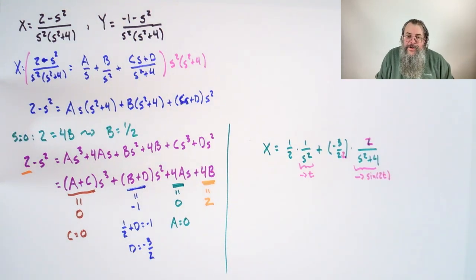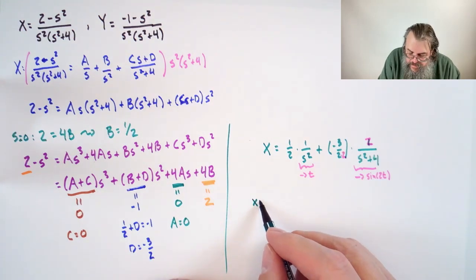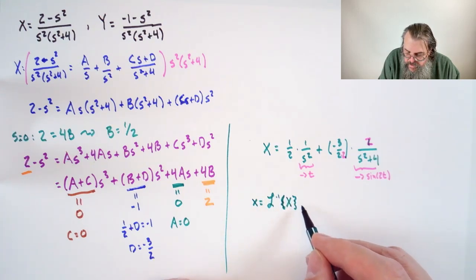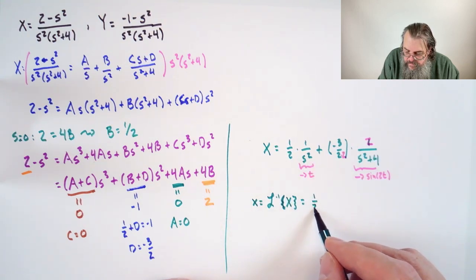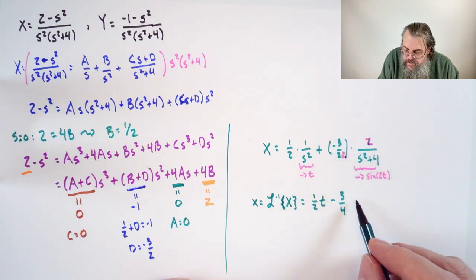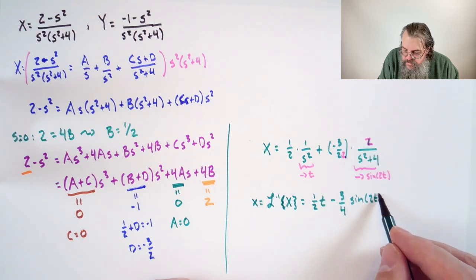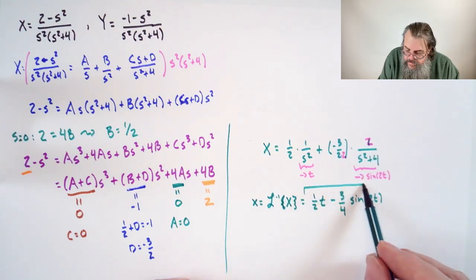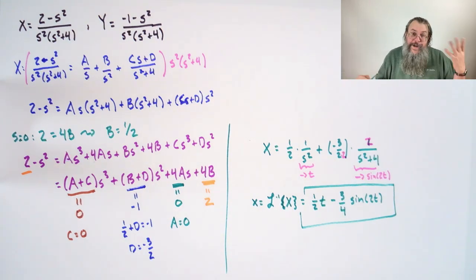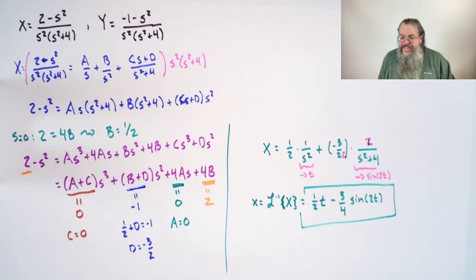All right, so what's our final answer? Well, now we know that x equals the inverse Laplace of capital X is 1/2 t minus 3/4, because 2 over 2 is 4, sine of 2t. And there we go. That's it. There's our function x. Now, we haven't solved for y. We still have to do that. You can probably guess where we're going. Another page. Yes, that is where we're going.